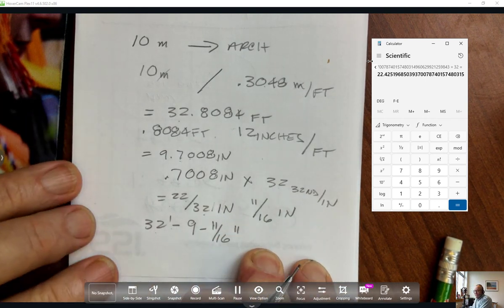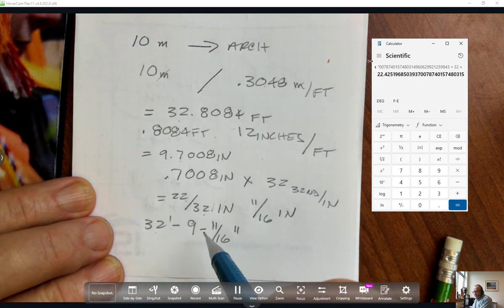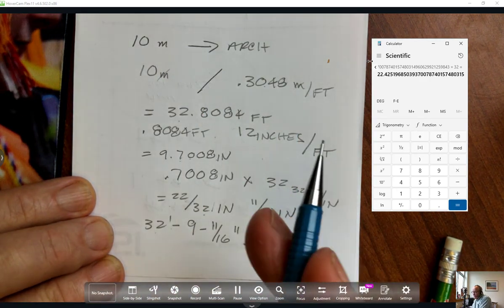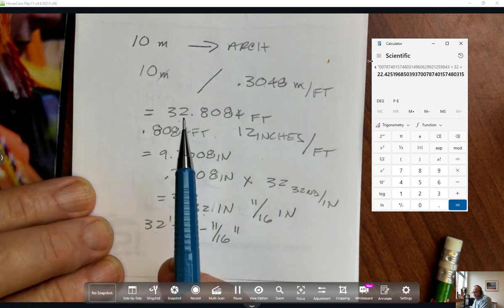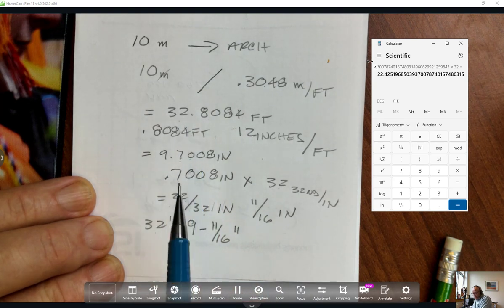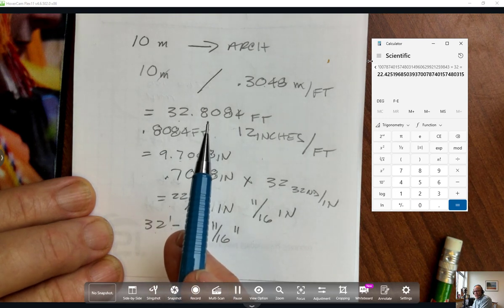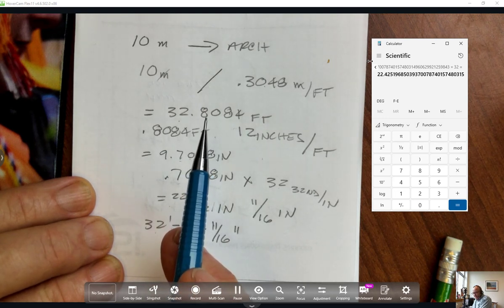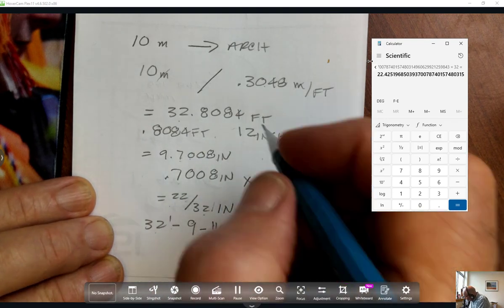So that's how you convert from meters to decimal feet to architectural units. Now if you start with decimal feet, you don't have to do the meter conversion. You just go with decimal feet. So whatever that number is right there, you take the whole number, write that down here as feet. Whatever's left over has to be converted to inches. You take that value times 12 inches per foot.